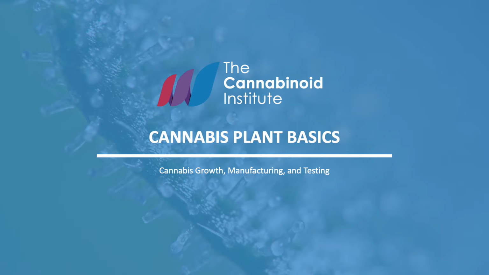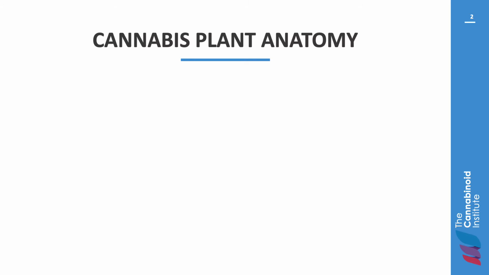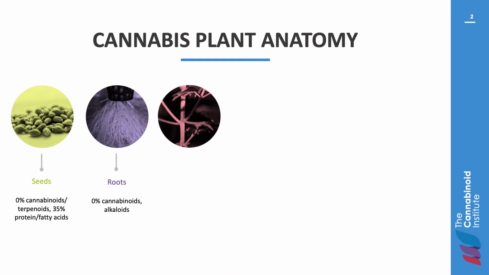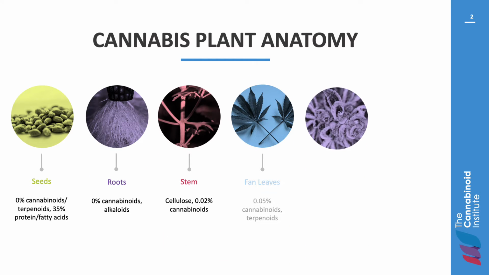Welcome to the Medical Cannabis for Clinicians Cannabis Growth, Manufacturing, and Testing Learning Module, Section 1, Cannabis Plant Basics. The main components of the cannabis plant are the seeds, roots, stems, fan leaves, flowers, and trichomes.